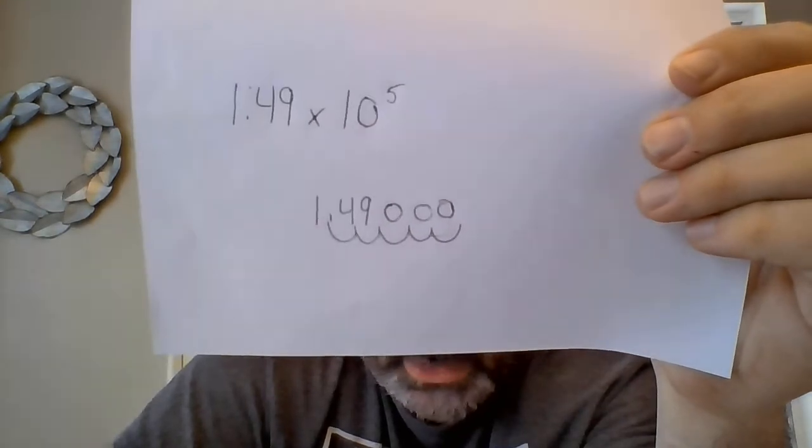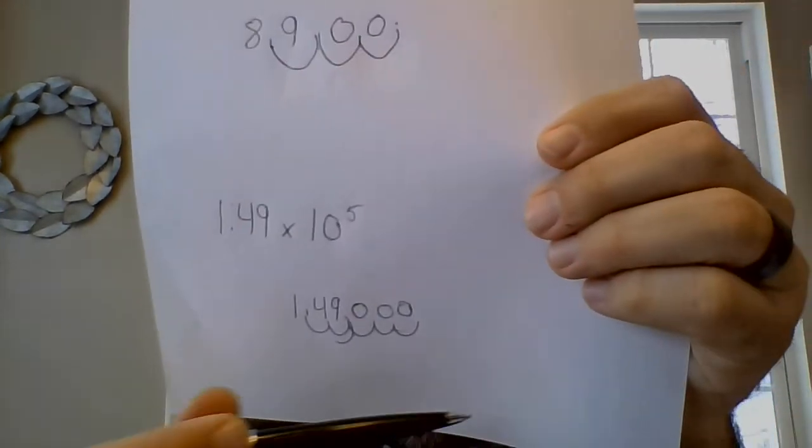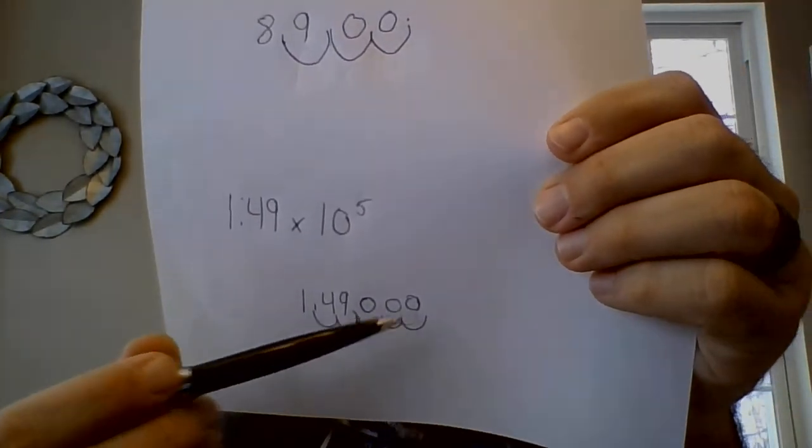So 1.49 actually becomes 149,000. That's a comma. So every 3 numbers there's a comma. So it's actually 149,000.